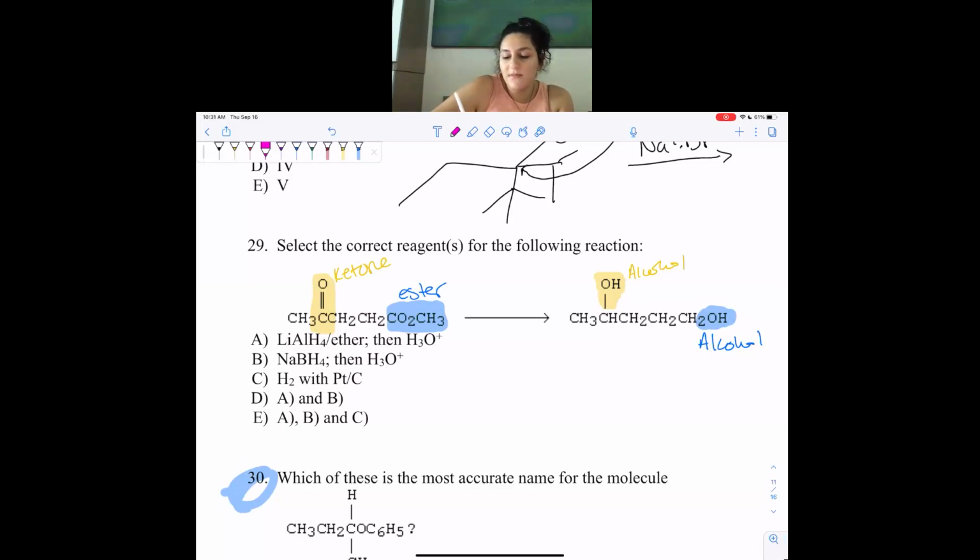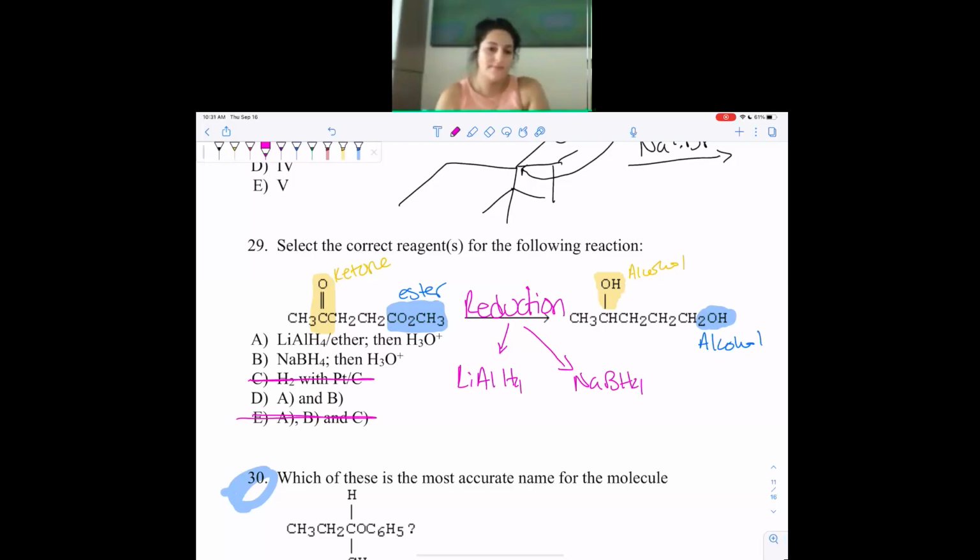A reduction. All right, so we know that in this class we only talked about two reducing agents, LiAlH4 and NaBH4. So answer choice C is just here to trick us. Now we can either pick LiAlH4, NaBH4, or both. So how do we differentiate which of those reagents it could have been?